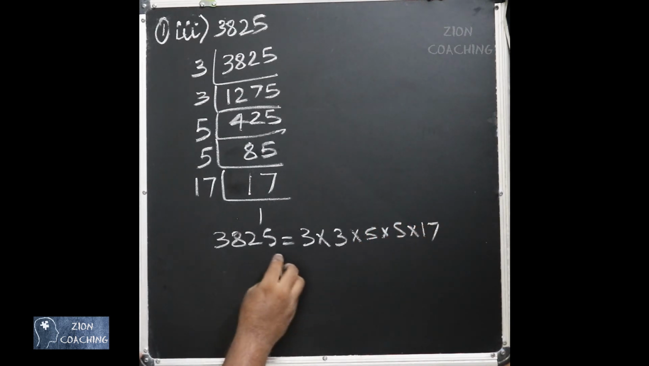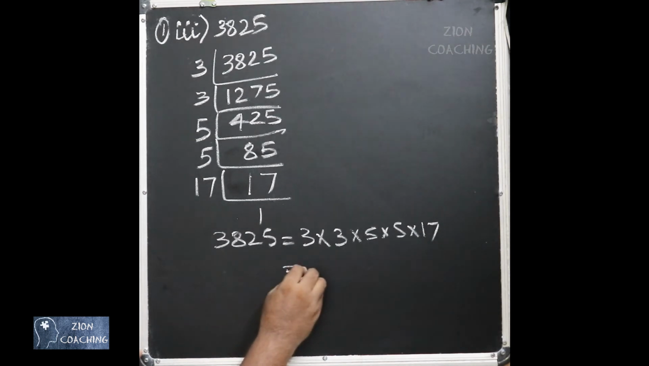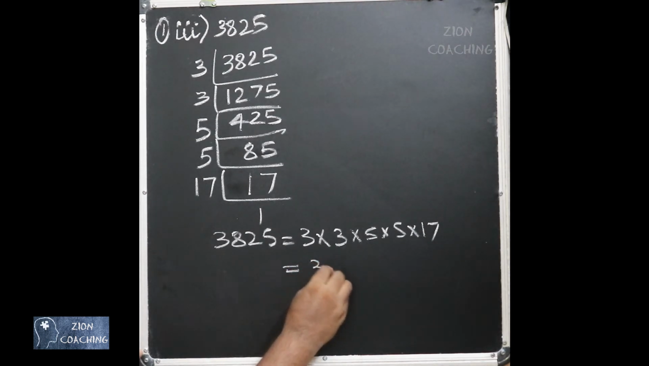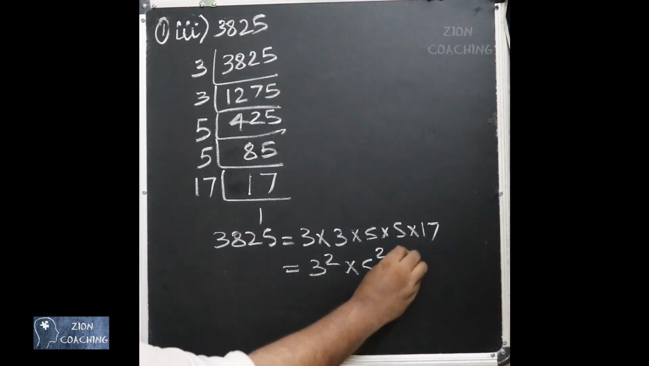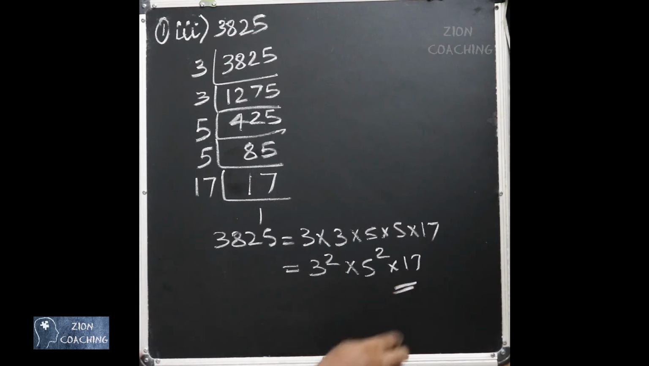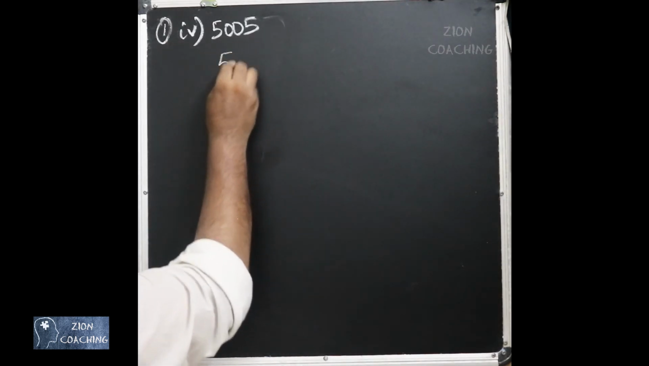Now we have expressed the given number 3825 as a product of its prime factors. It can also be written as 3 squared into 5 squared into 17. That's all. We are going to prime factorize this number 5005.